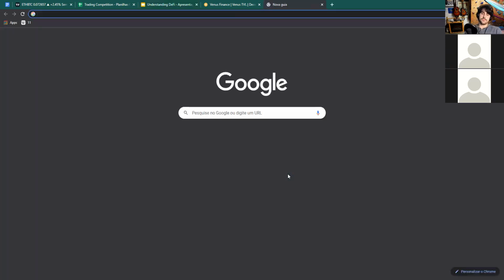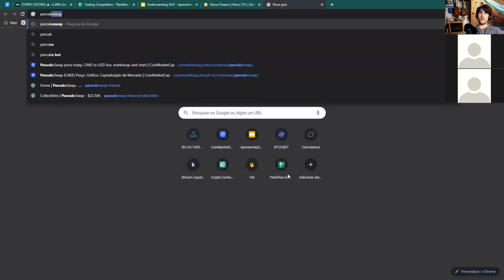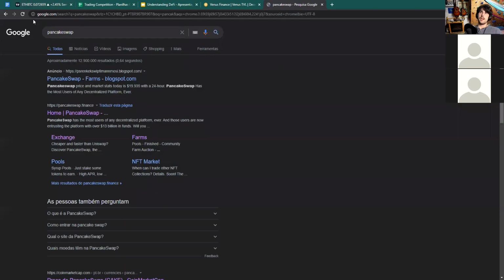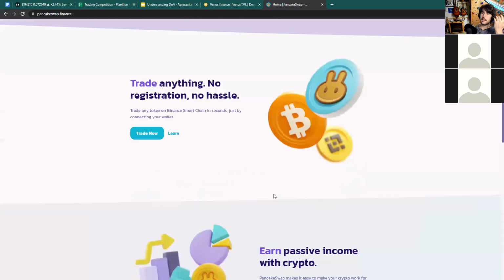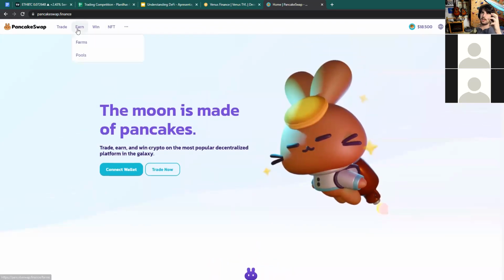So again, if you go to Pancake Swap currently, I think the APY for the CAKE, which is their native token, is currently at 50% or something like that. Now this is not on a stable coin, right? It's on a volatile coin.